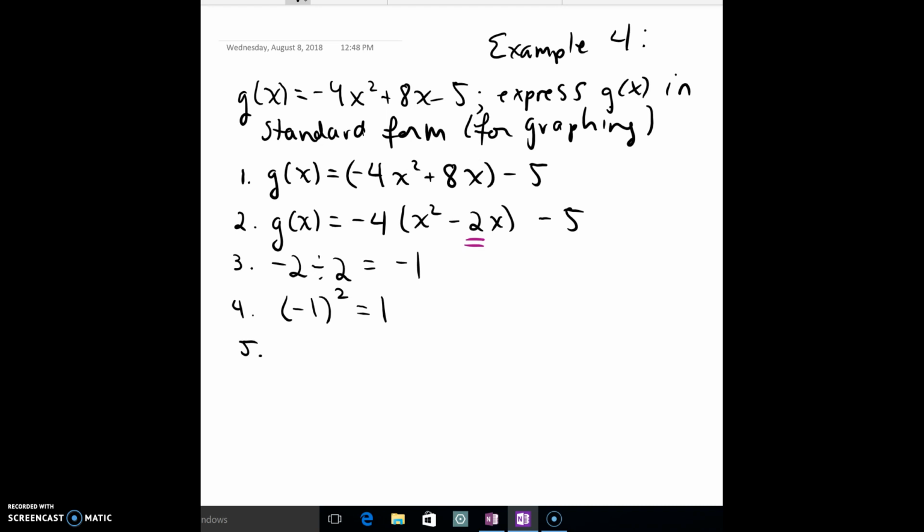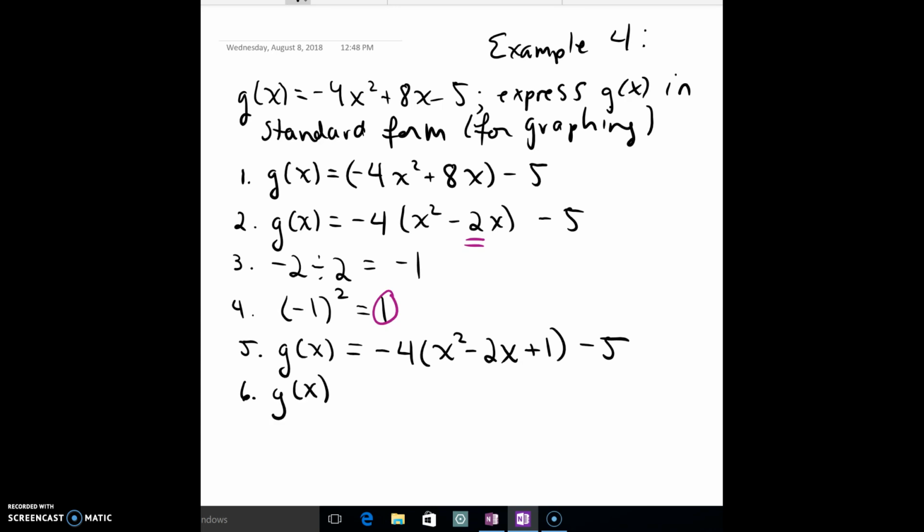Step 5 tells us to add the result of step 4 inside the parentheses. So we're going to go back to our function g of x, and we're going to rewrite this. And that 1 that we found from over there, we're going to stick it in the parentheses over here. Now we can't just add a 1 to the inside of a function without doing something to balance it out. And that's where step 6 comes in. Step 6 says to take the number from step 4 times the coefficient in front of the parentheses and subtract it from outside the parentheses.